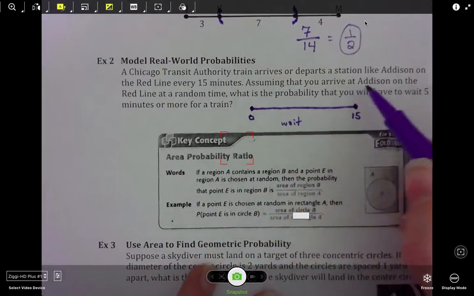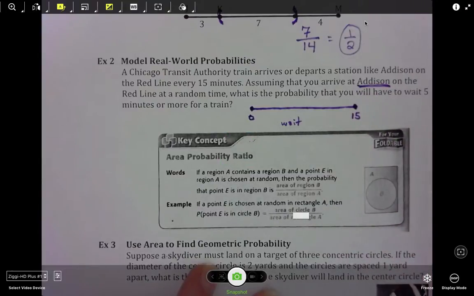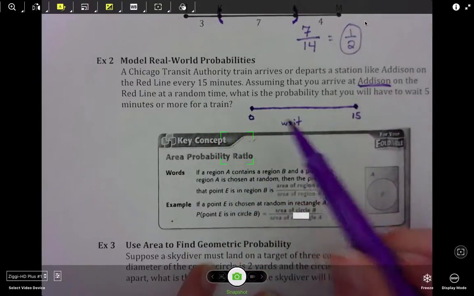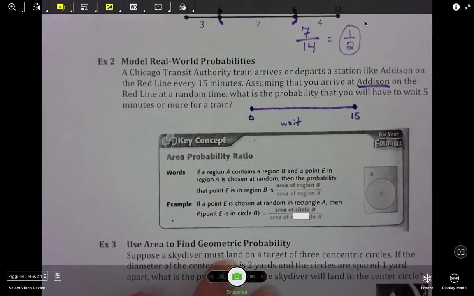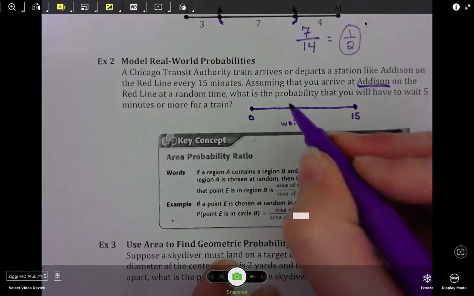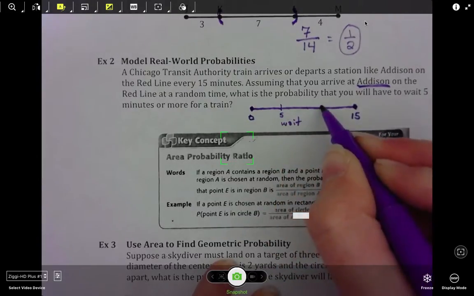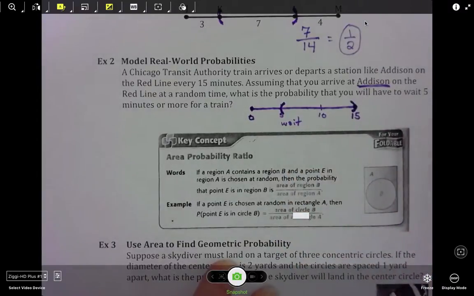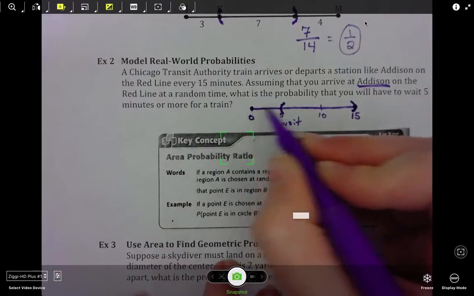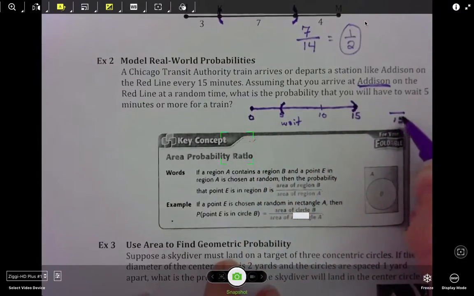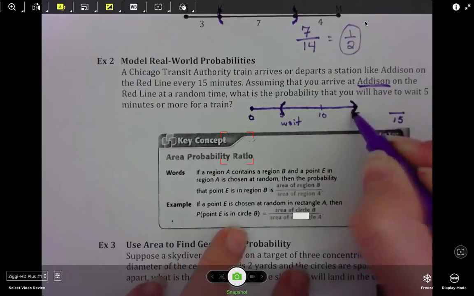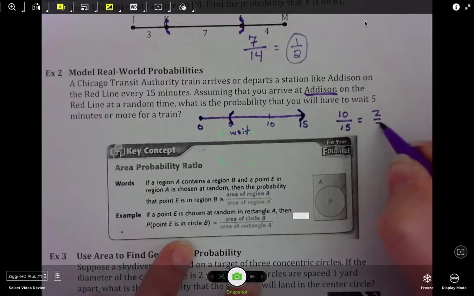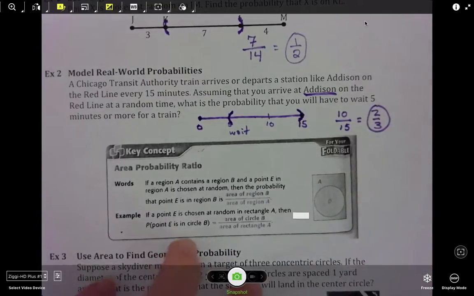Now it says, assuming that you arrive at Addison, which is the town that we're leaving from, that's just a random place, on the red line at a random time, what is the probability that you will have to wait 5 minutes or more for the train? So 5 minutes is going to be here, 10 minutes is going to be here. 5 or more minutes is this region from here to here, okay? This whole length is 15 minutes long, and the distance from 5 to 15 is 10 units. So I have a 2/3 chance that I'm going to end up having to wait more than 5 minutes, right?